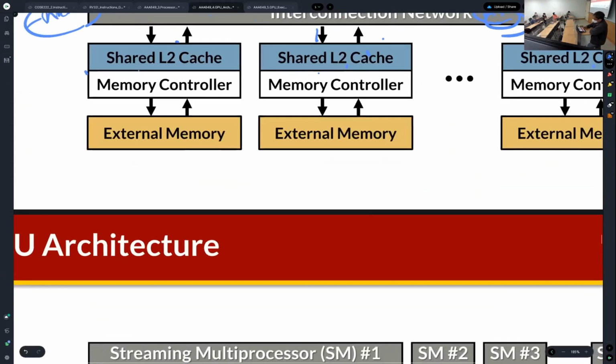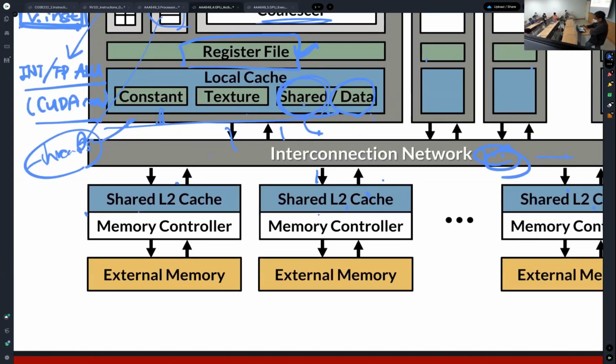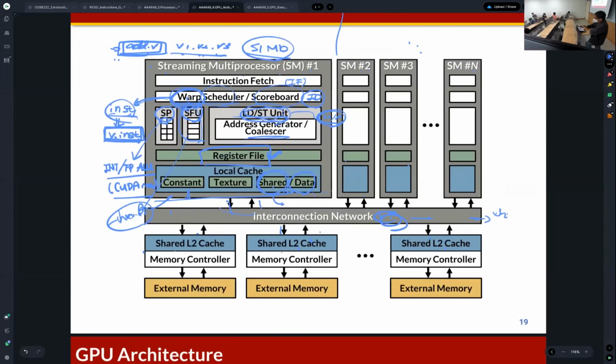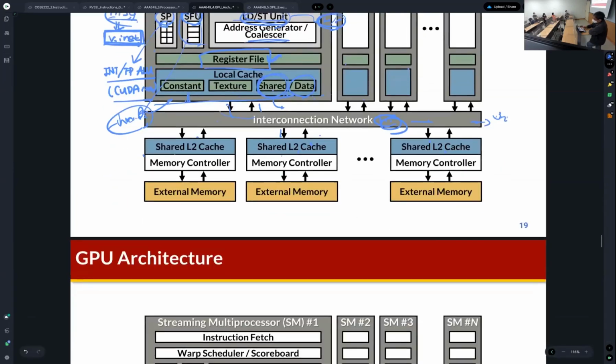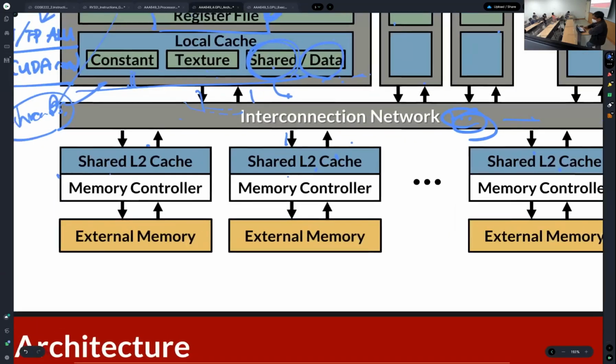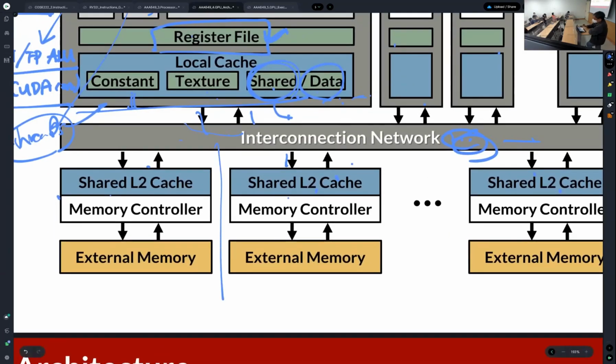And also, if we see the memory part, via the interconnection network, many SMs are connected, and each SM has the same structure. The SM is similar to the core of the CPU domain. And then there are multiple partitions. This is the feature of the GPU. And then via the interconnection network, the shared L2 caches are connected. The shared L2 caches are partitioned like this.